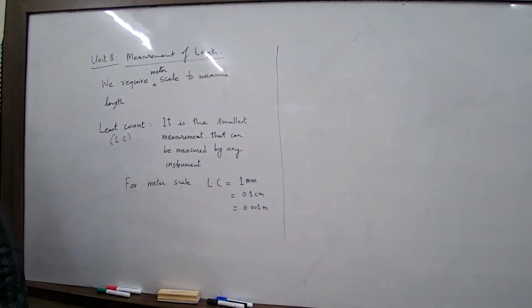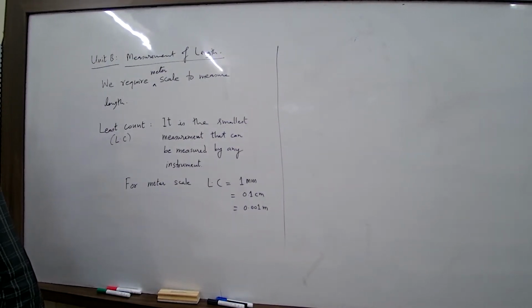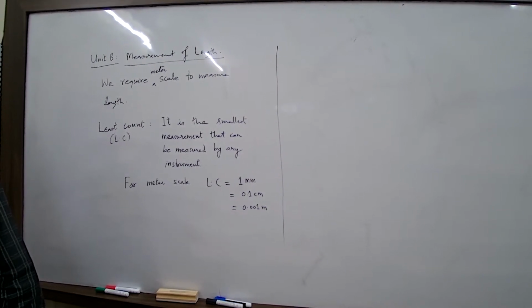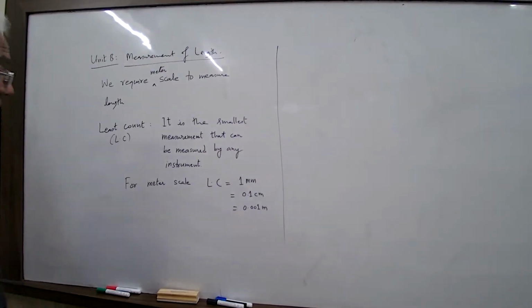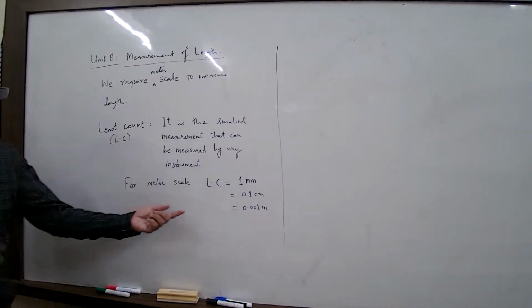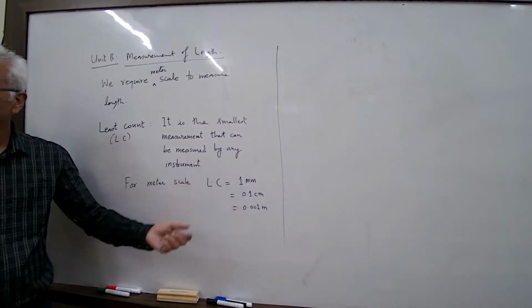What if I have to measure any length less than 1 meter? Then what do I do? Then I make use of a different instrument which is called vernier calipers or screw gauge. Okay, they will show you in your labs. So meter cannot measure any length smaller than this.